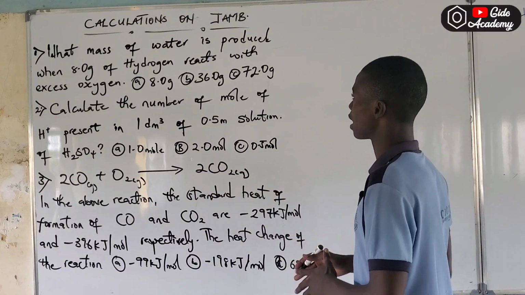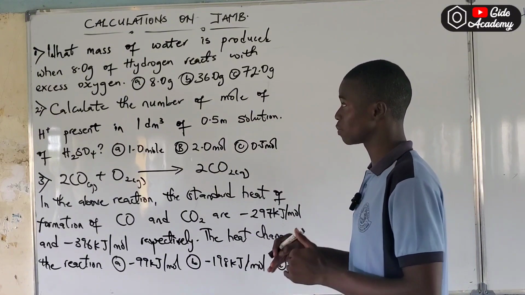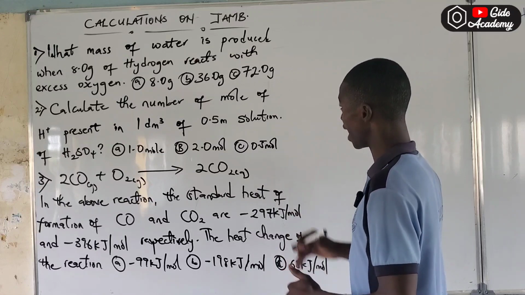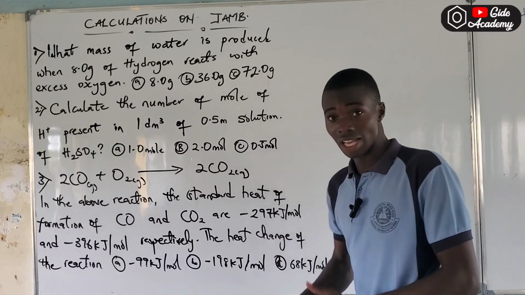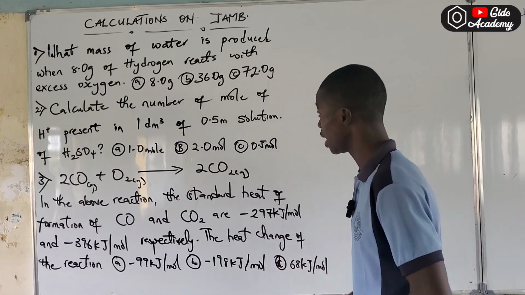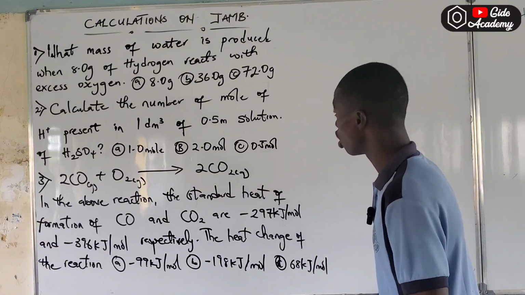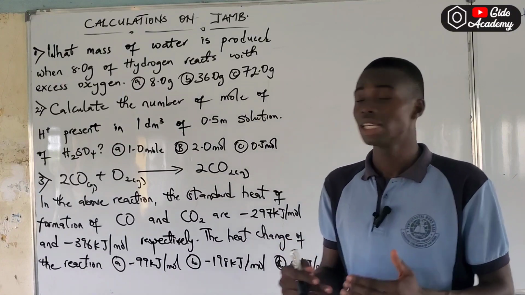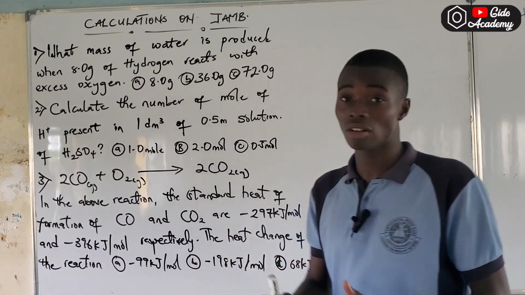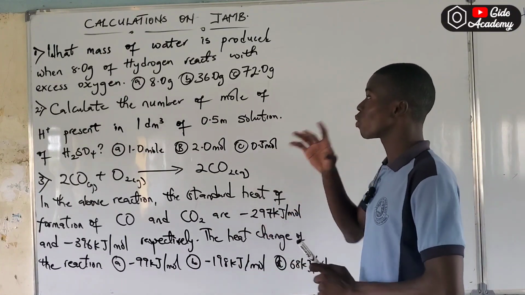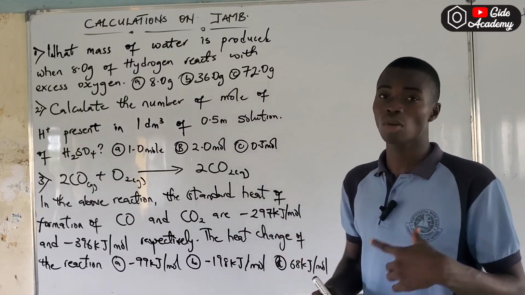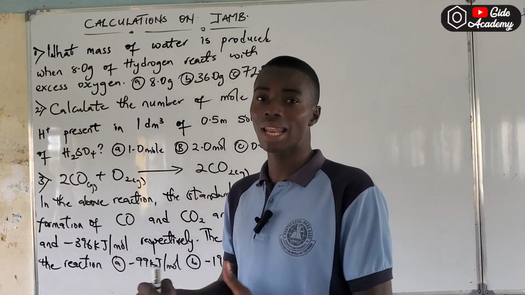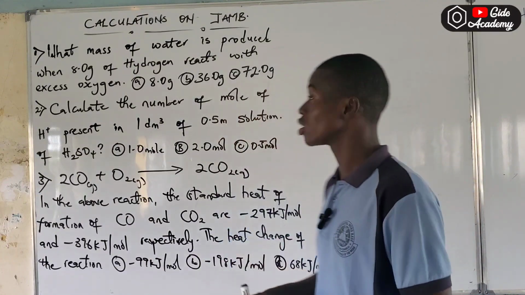What mass of water is produced when 8.0 gram of hydrogen reacts with excess oxygen? Option A, we have 8.0 gram. Option B, we have 36.0 gram. Option C, we have 72.0 gram. Now, if you have a question like this, the first thing that should come to your mind is to write a balanced equation of water.